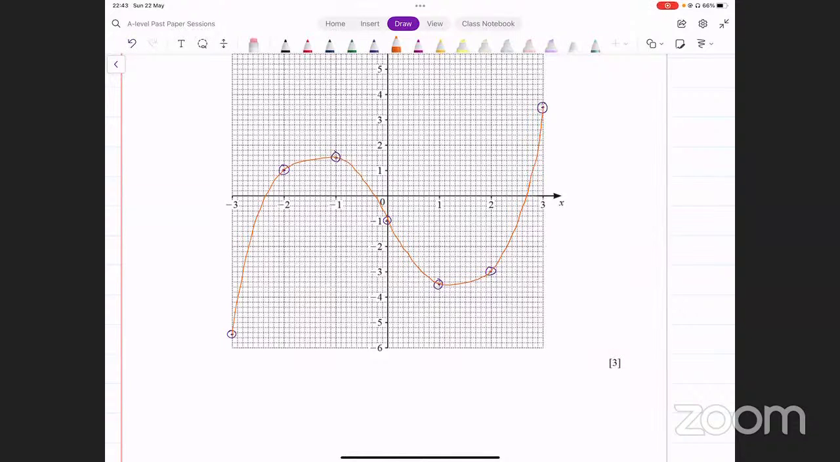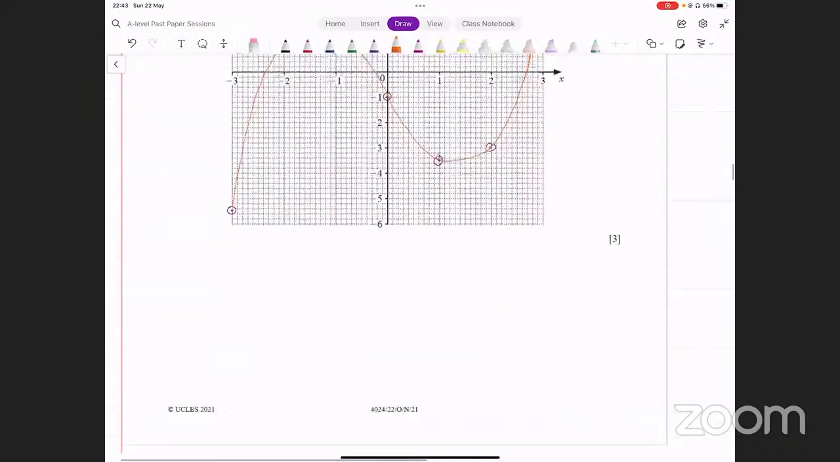Okay, so this is what the curve is roughly going to look like. Okay, so it looks fairly smooth. So we have to take care that not too many coordinates are visible. It should be free hand drawing. That's what it should look like, and that's a graph. That's your 3 marks. Let's move on.